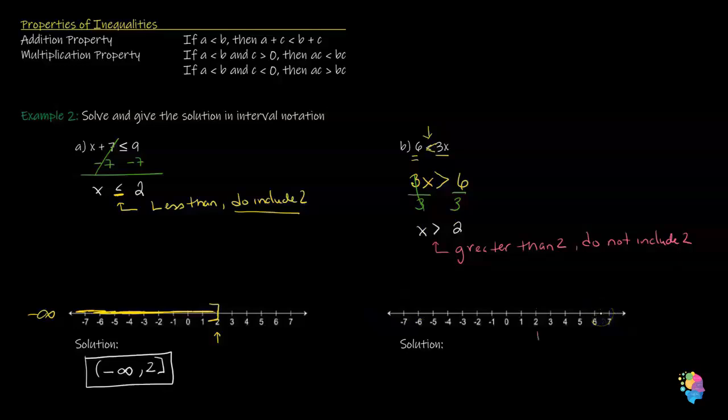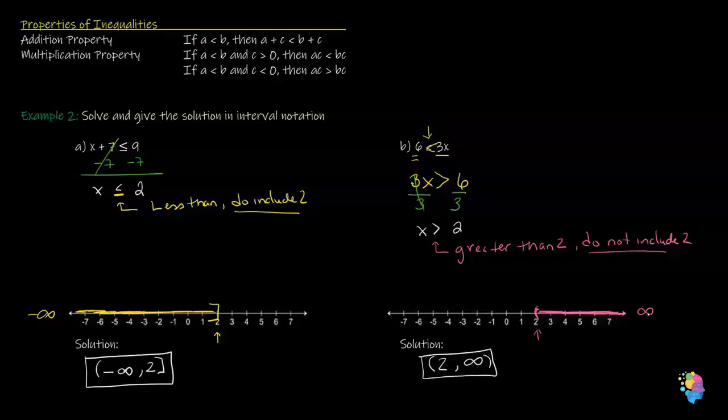So I locate my 2. I shade to the right, and to the right I have positive infinity. Since I do not include my number, I'm going to use a parentheses. When I write my solution, I read the number line from left to right, so that is 2 to infinity. Once more, since I'm not including the 2 it will take parentheses, and infinity always takes parentheses. And this is going to be our solution.